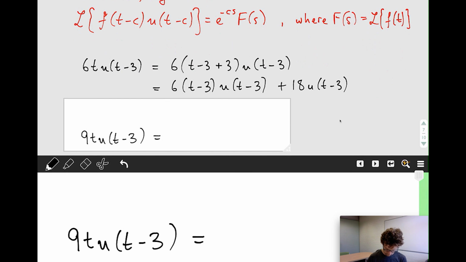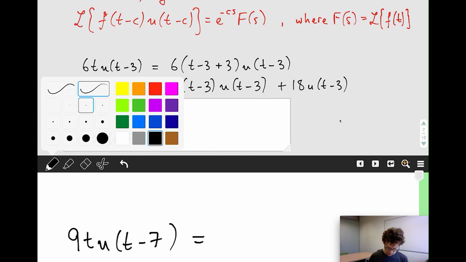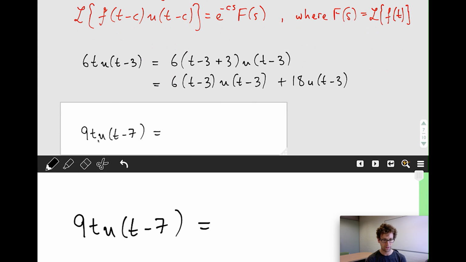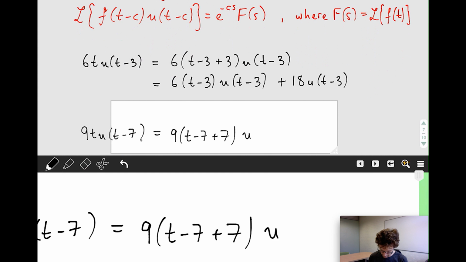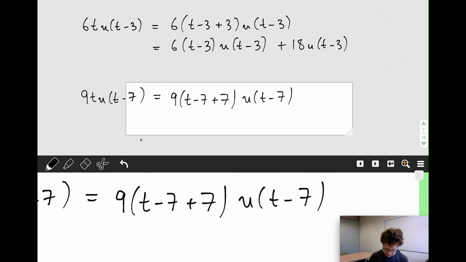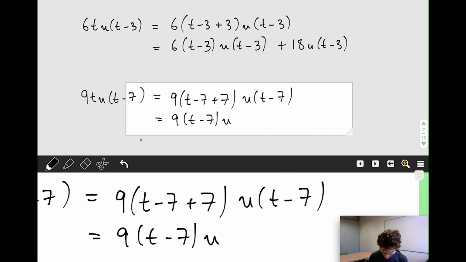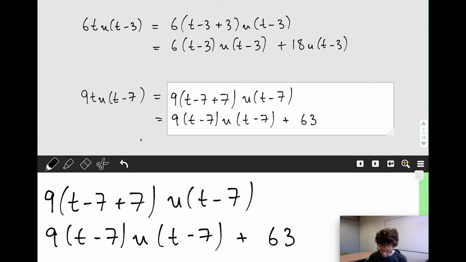Notice it was a t minus 7. So same trick. You notice that we've got a cut but no shift. So I'm going to artificially stick that shift in by subtracting 7 and adding 7. My cut happens at 7. My Heaviside function is u of t minus 7. So I need to artificially stick in a shift of 7. So I'm going to write this again as 9 times (t minus 7) times u of t minus 7, plus 9 times 7 u of t minus 7.